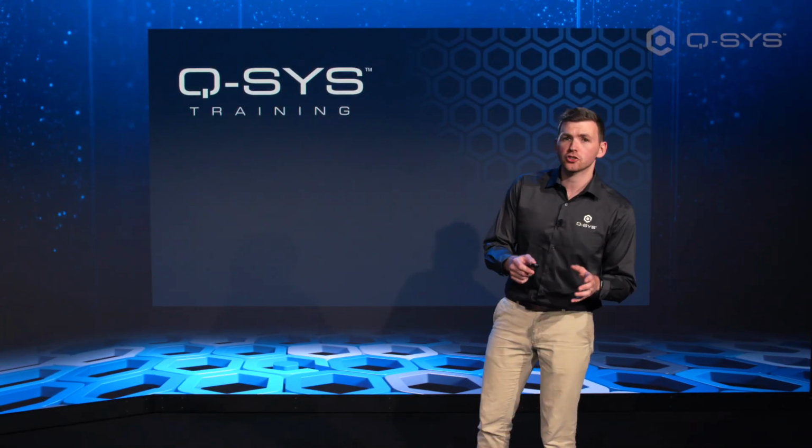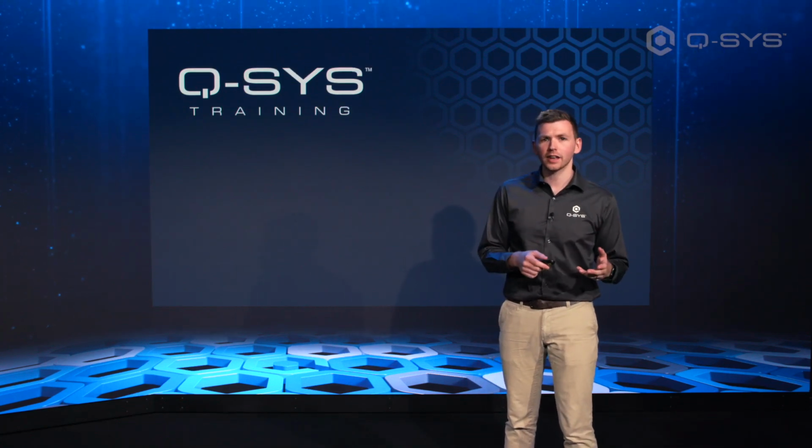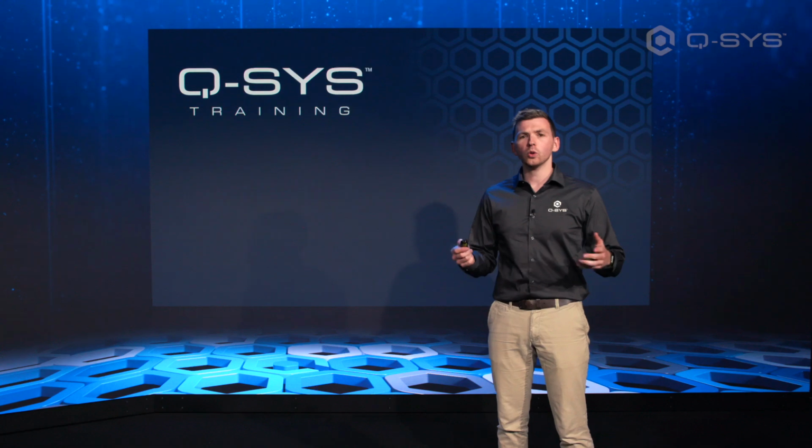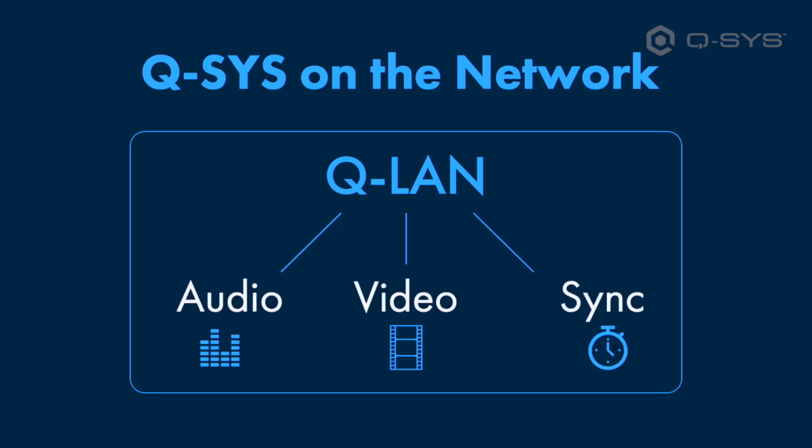Now, in this section, we're going to learn about the key technologies of Q-SYS as they relate to the network. And it all comes together in something called Q-LAN. Q-LAN is our name for all of the technologies that we use to deliver audio, video, as you can see, synchronization here as well as a lot of other things that we'll get into later on.